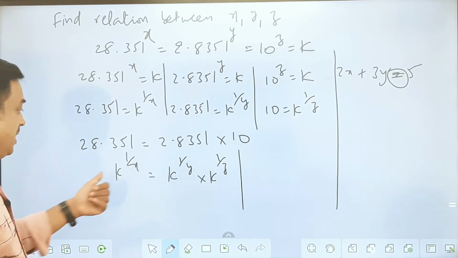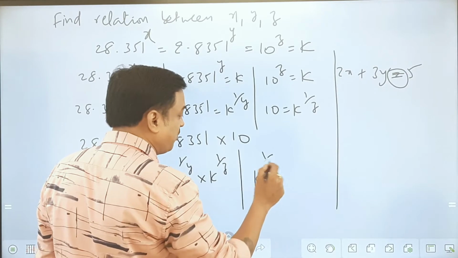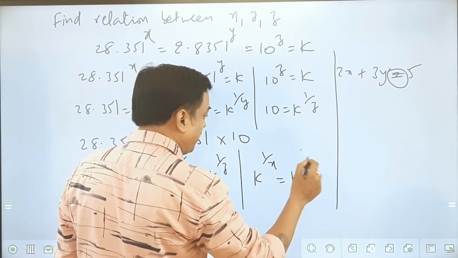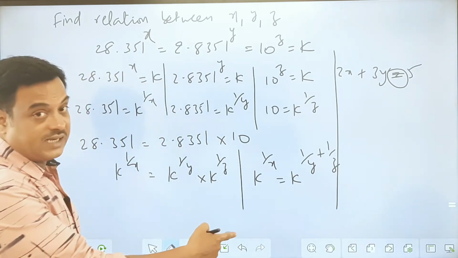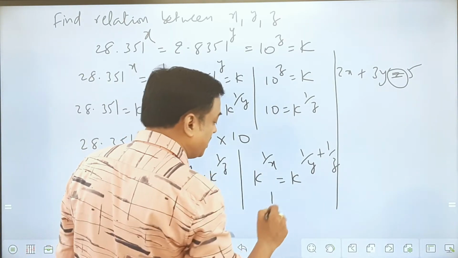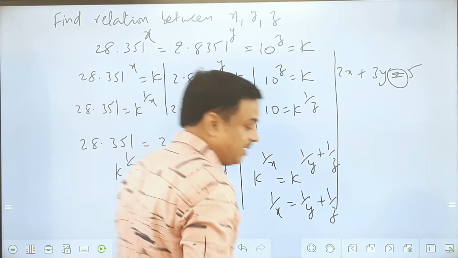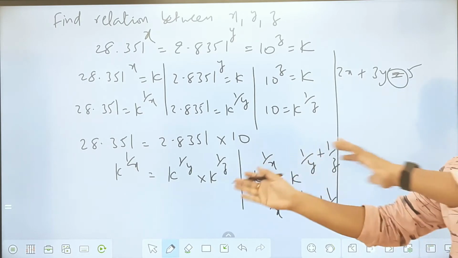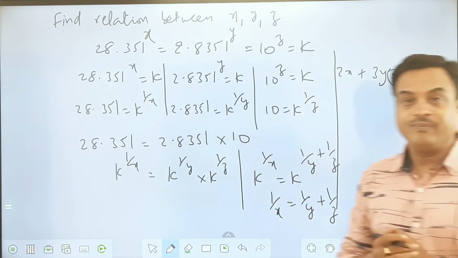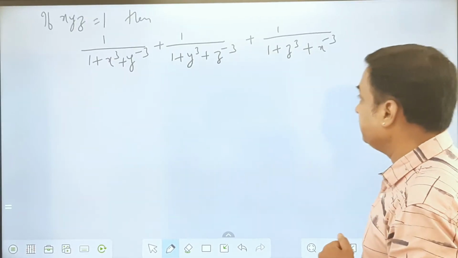And then what? If you see, these bases are same. I can write the same thing as k to the power of 1 by x is equal to k to the power of 1 by y plus 1 by z. Now the bases are same. I can say the relation here is 1 by x is equal to 1 by y plus 1 by z. Now that is your relation between x, y and z. So these type of problems normally we can see here. Okay. So next one, look at the next one here.